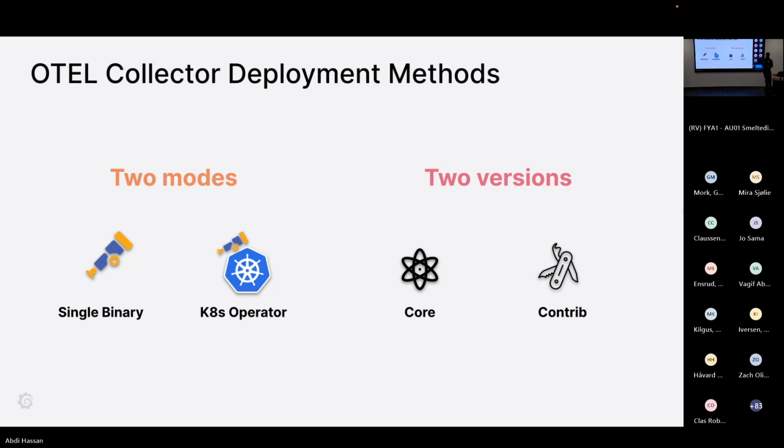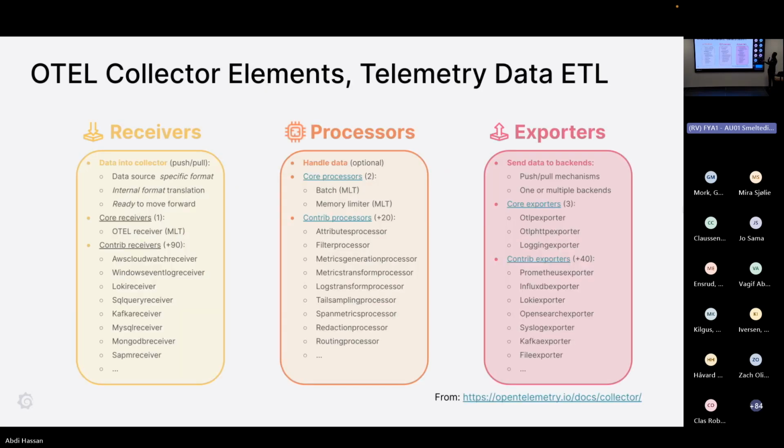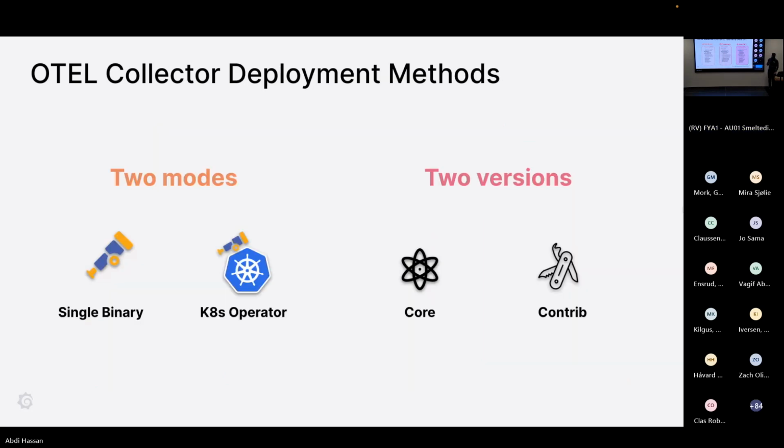Very slimmed down version. It doesn't have all of these kind of processors and exporters. There's some missing, but in the contrib version, that pretty much has everything, right? So that's kind of the difference. The core is just a very simple one, not everything in it. The contrib one has basically all the receivers, all the exporters that you might need.